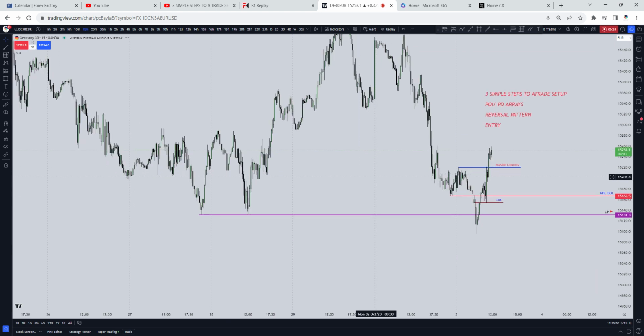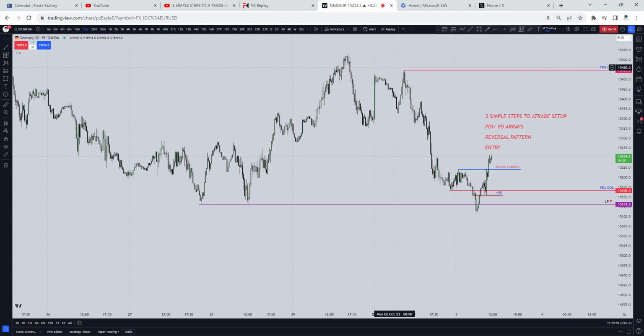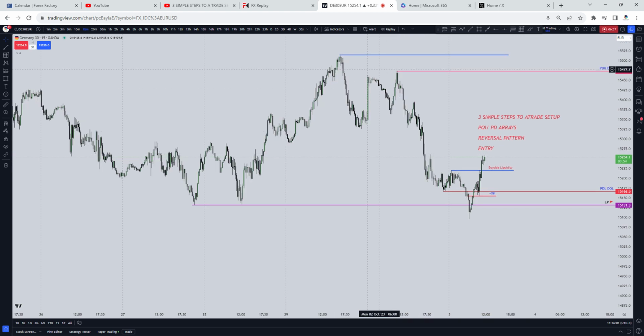When price fails to take out this high, right? When price fails to take out this high, and then instead we take a low and we take another low.